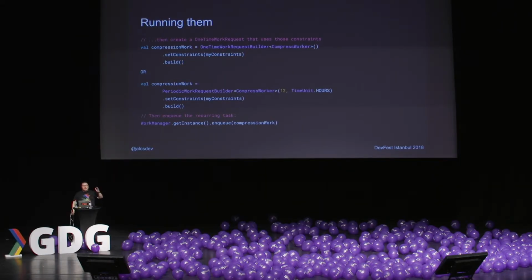Here you can see how you can define constraints. There are a lot more, and you just put these later into the so-called one-time work request builder or the periodic one. These are two different things. The one-time request says you just run it once. The periodic one is where you can say it should be a recurring job, every 12 hours or once a day, for example. The smallest time frame you can define there is 15 minutes. For the longest, it really depends on the use case, of course.